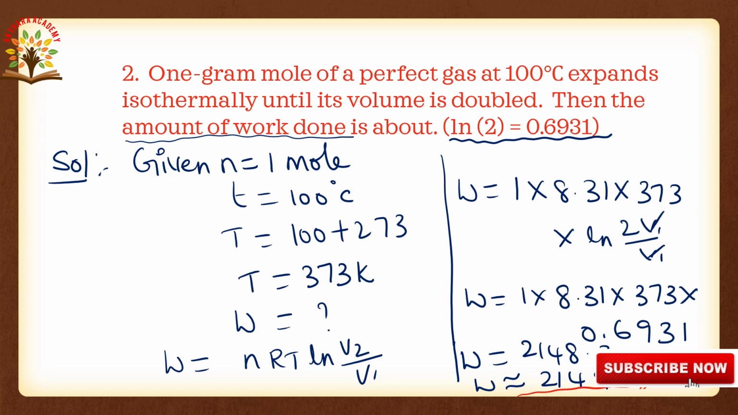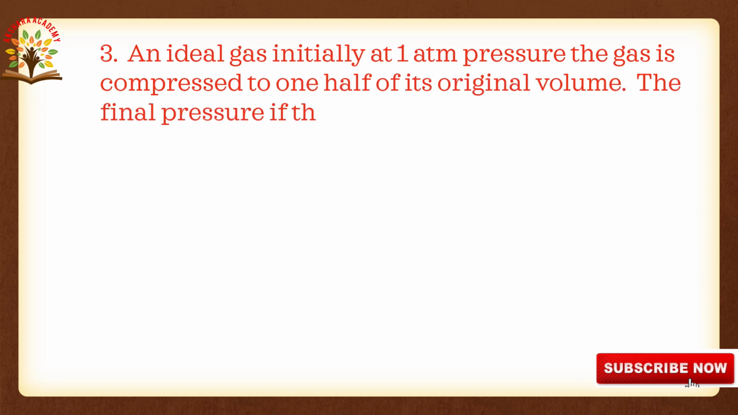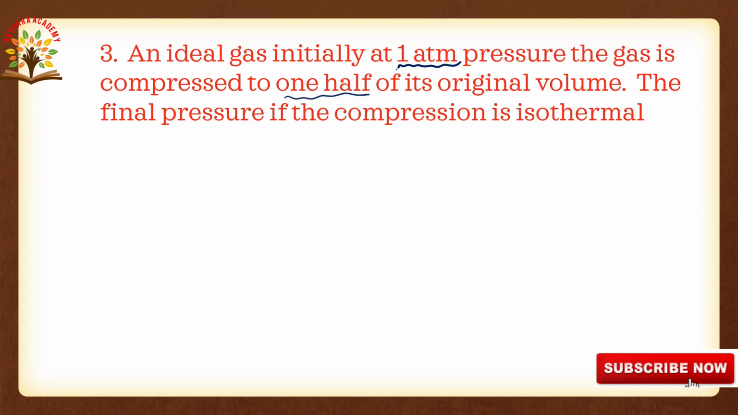Next, let us go to the next question, that is the third one. The third question: an ideal gas initially at 1 atmosphere pressure is compressed to one half of its original volume. Find the final pressure if the compression is isothermal. So in this question they have given the initial pressure as 1 atmosphere and the volume as one half of its original volume, and you have to find out the final pressure. Let us go to the solution.